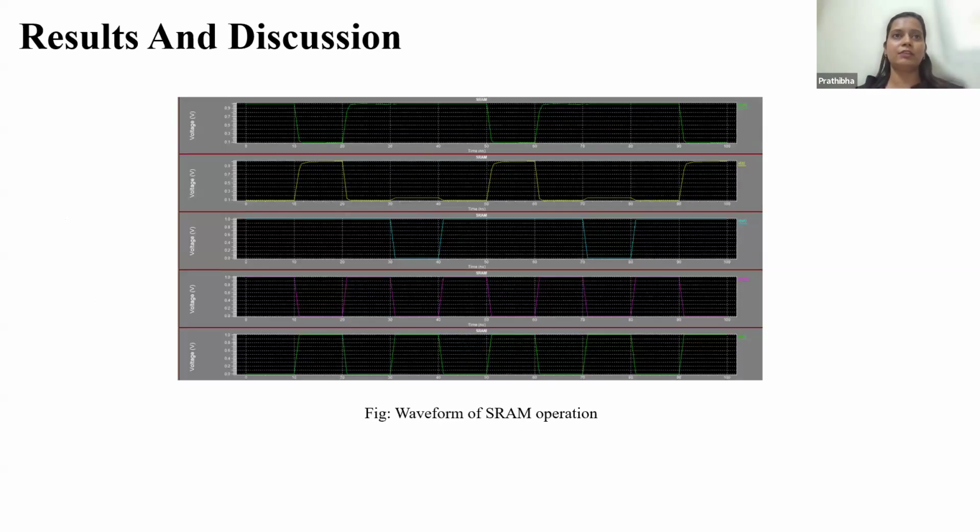This is the output for the 11T SRAM that we have done. As you can see, we have taken 0101 as the input, and this is the bit and this is the bit bar. Whenever our write line is high, we'll get whatever the input is on the bit line. Whenever the write enable is 0, whatever the last output was will be carried over.